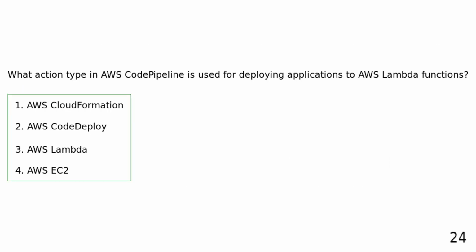What action type in AWS CodePipeline is used for deploying applications to AWS Lambda functions? AWS CloudFormation. AWS CodeDeploy. AWS Lambda. AWS EC2. AWS Lambda is the action type used for deploying applications to AWS Lambda functions within AWS CodePipeline.